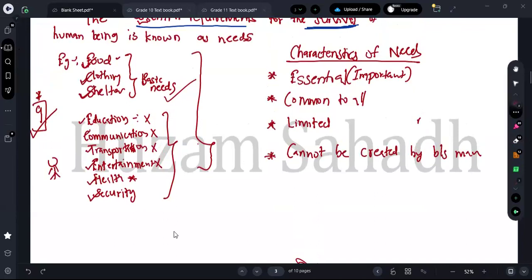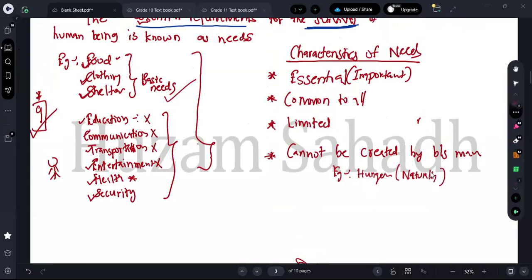Okay, there was a question. So can you explain the last one? So the last one, what they are saying, cannot be created by the businessman. Example, if I give you an example, can a businessman create you hunger? No, right? It should cause you naturally. So those kind of things, needs, are what cannot be created by the businessman.